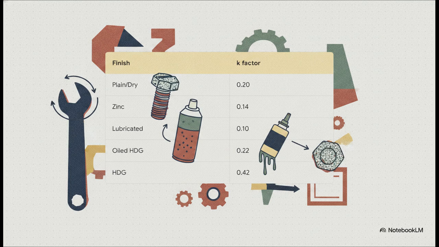It's absolutely fascinating how simple environmental variables can completely change this K factor, and therefore the amount of torque you need. For instance, a plain dry bolt has a K factor of 0.20. But if you add some heavy lubrication, the friction drops, and that K factor plummets to just 0.10. That means you literally need half the torque to achieve the exact same clamping force.